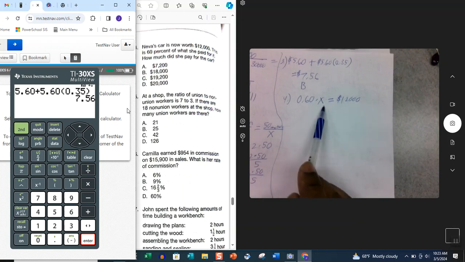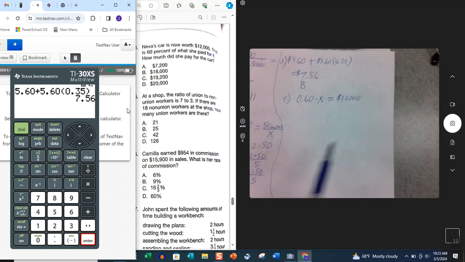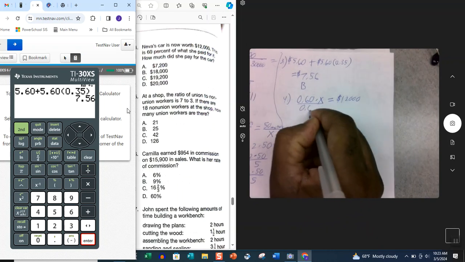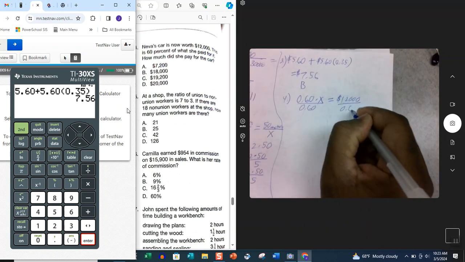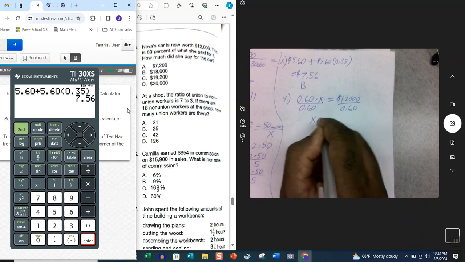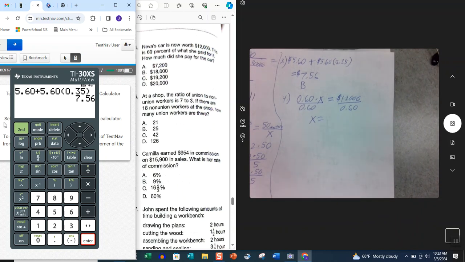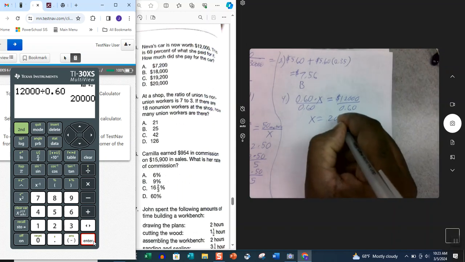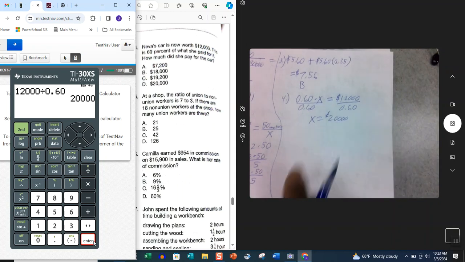So if 60% of some value is equal to 12,000, we divide 0.60 on both sides. And we have X is equal to, put this right in our calculator. We'll put 12,000 divided by 0.60. And that gives us $20,000. And that will be D.